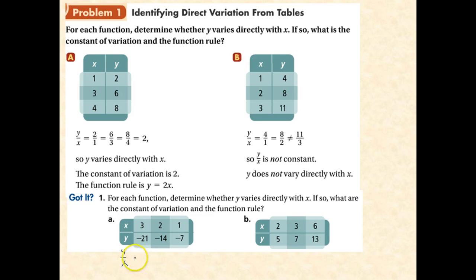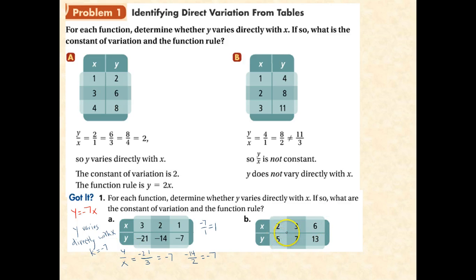Alright, so let's check. Y over x, negative 21 over 3, it's negative 7. How about negative 14 over 2, that's negative 7. And negative 7 over 1, that's negative 7. So y varies directly with x. Our constant of variation is negative 7. So the function rule is y equals negative 7x.